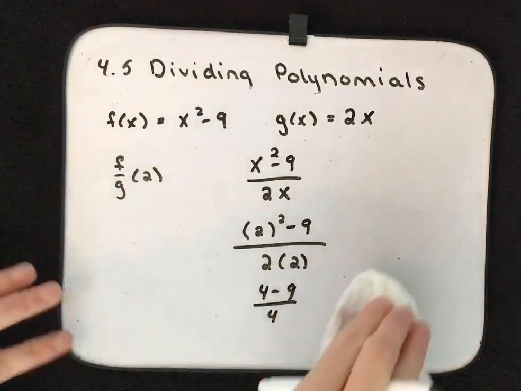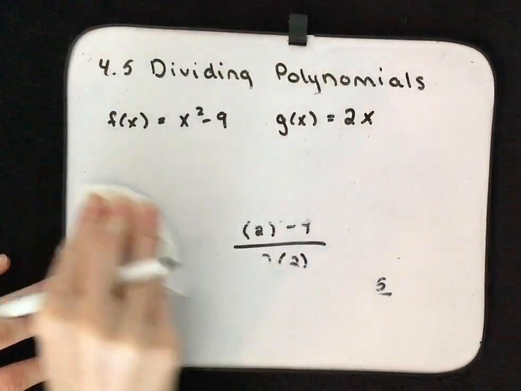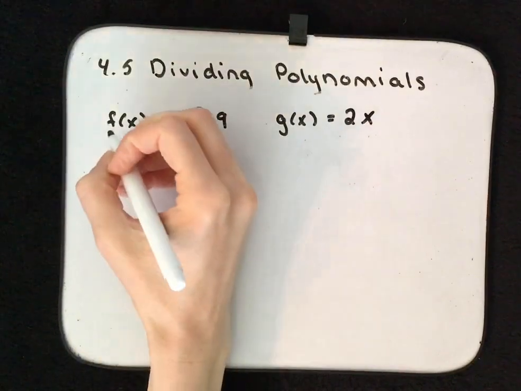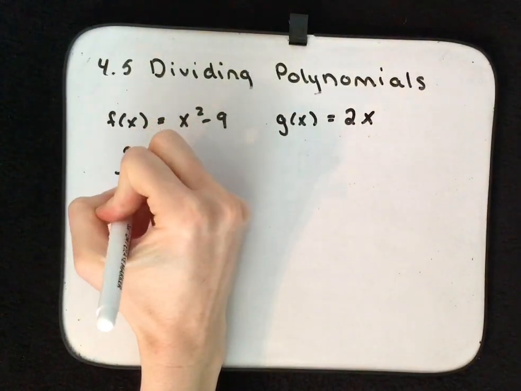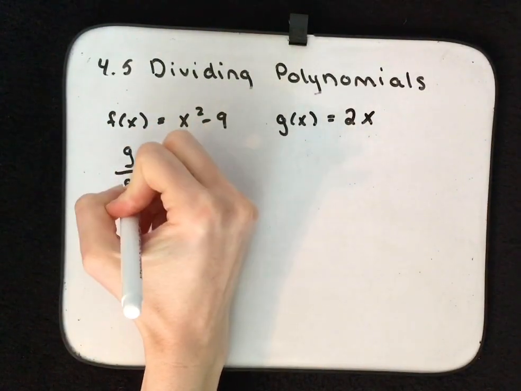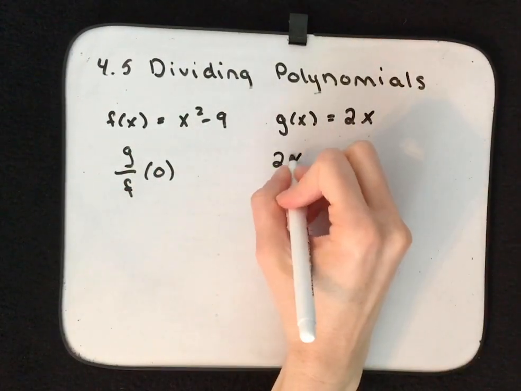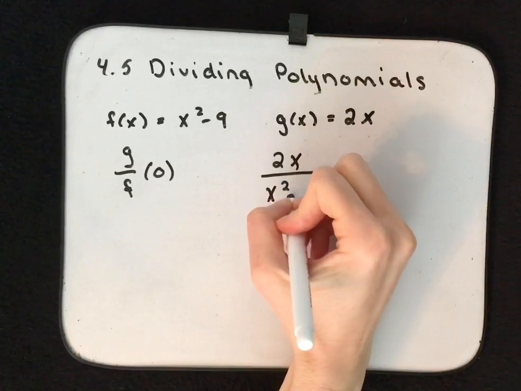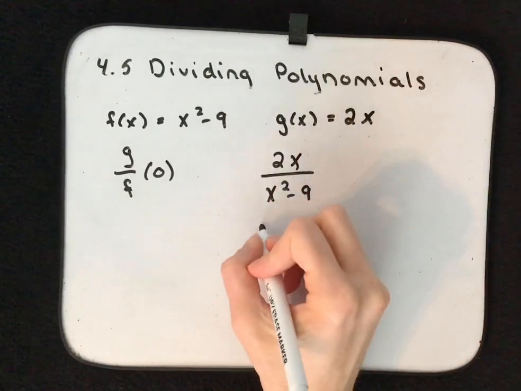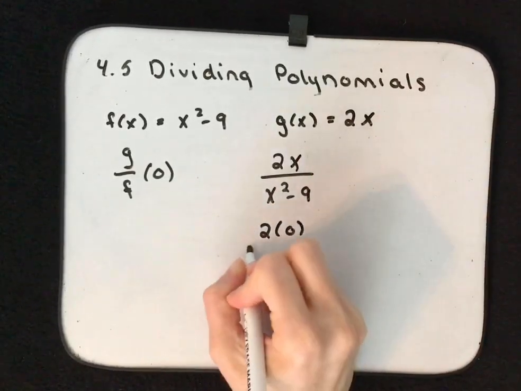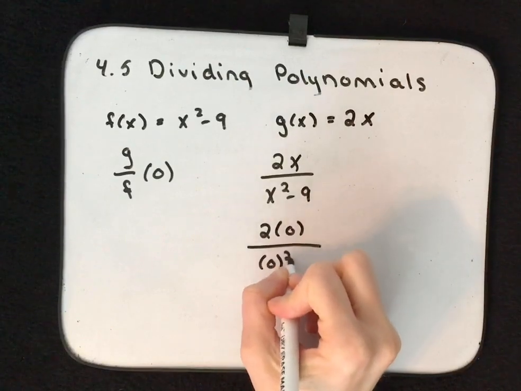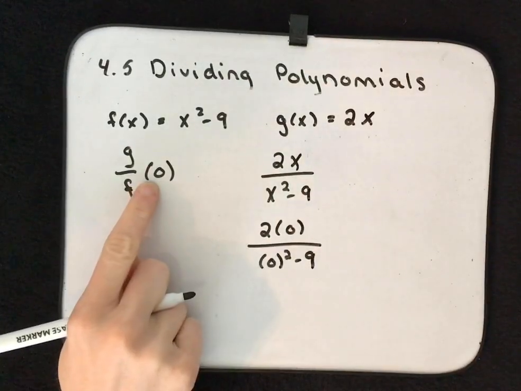Let's try one more. Let's switch this around, and let's do g divided by f, and this time instead of x, let's look at 0. So g becomes our numerator, f becomes our denominator, and instead of that x, let's put in a parenthesis, and inside that parenthesis, we're told that we should be using 0 in this case.